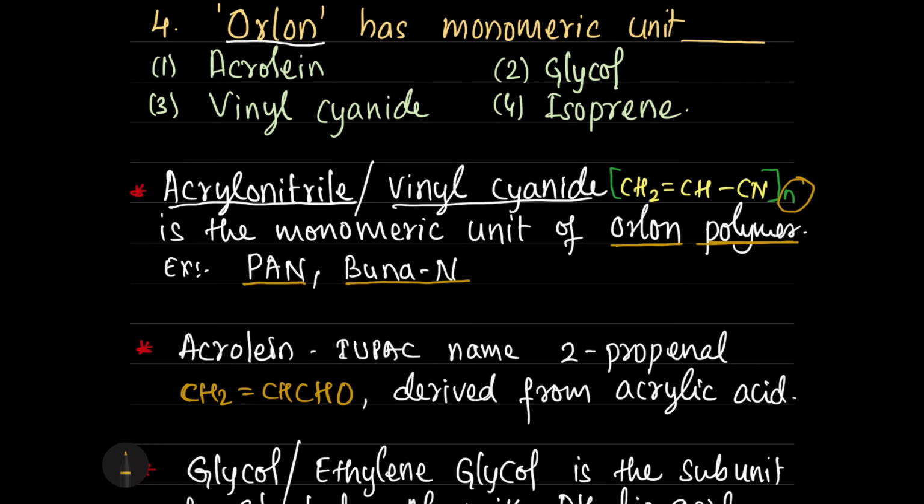If you are interested, let's see the other options. What are the rest of the options? How would they decide the answer? Acrolein, the first option. The IUPAC name of this will be 2-propenal. AL stands for the aldehydic group. Definitely there is a presence of an aldehydic group here. CH2 double bond CH CHO, derived from acrylic acid.